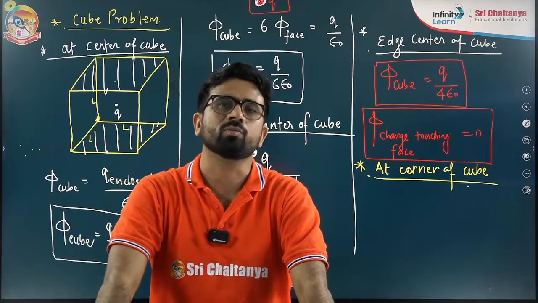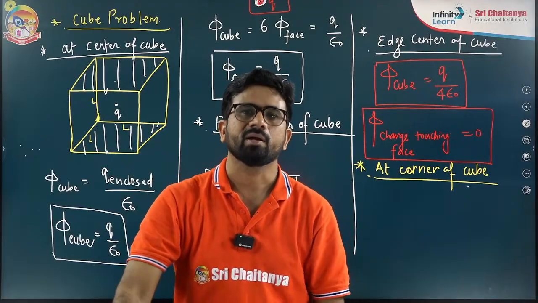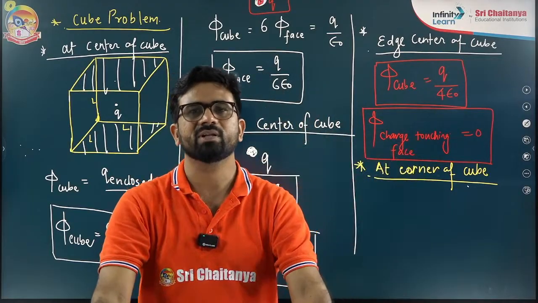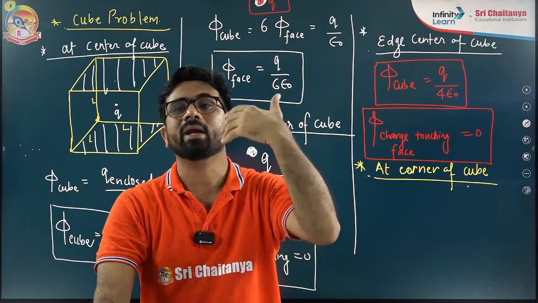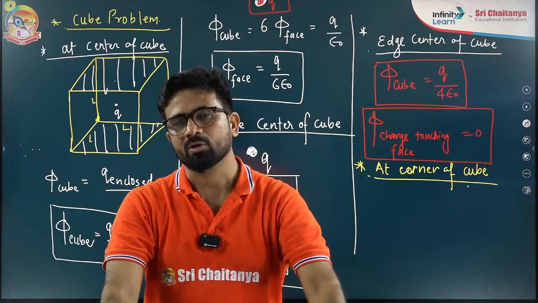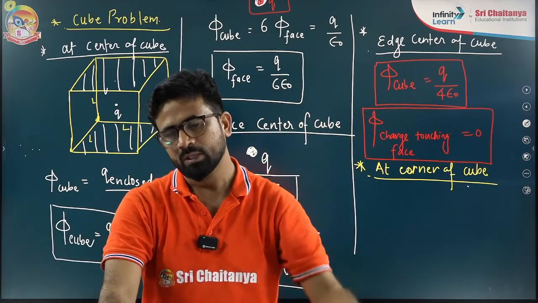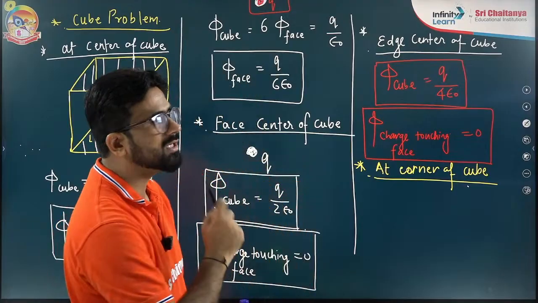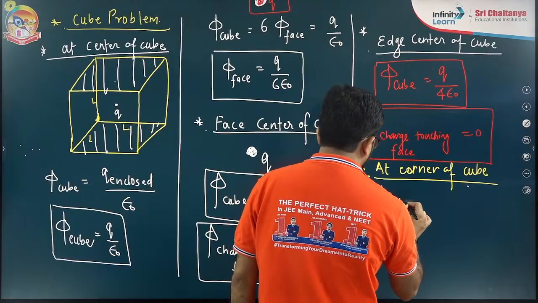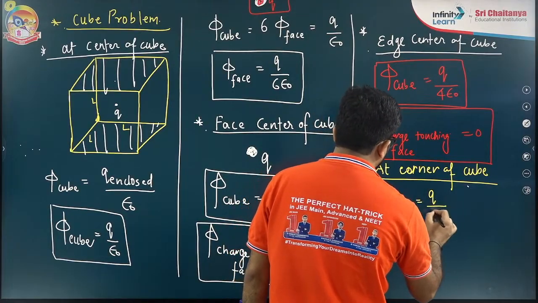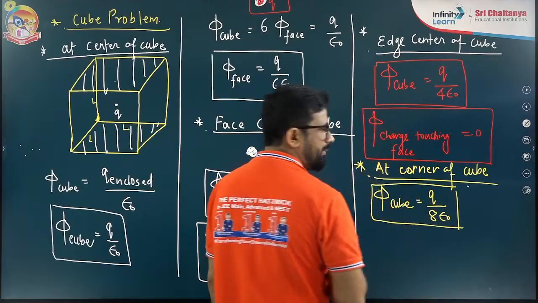Then the big cube, how much charge? Q by epsilon. Or we can say the charge associated with one cube is equal to q by 8 epsilon, because only 1 by 8 part of the charge is inside this room. That means, how much flux is associated with the cube? So you can say the flux associated with the cube is equal to q by 8 epsilon. Now, a very basic thing we can put.